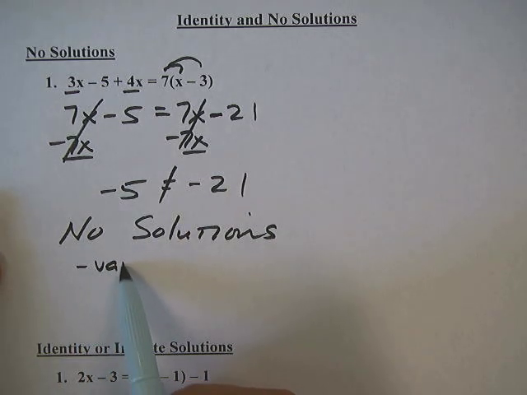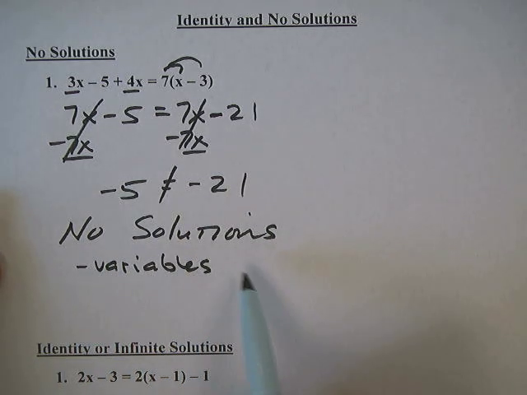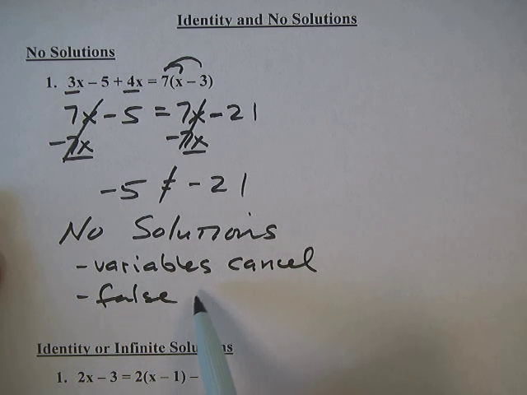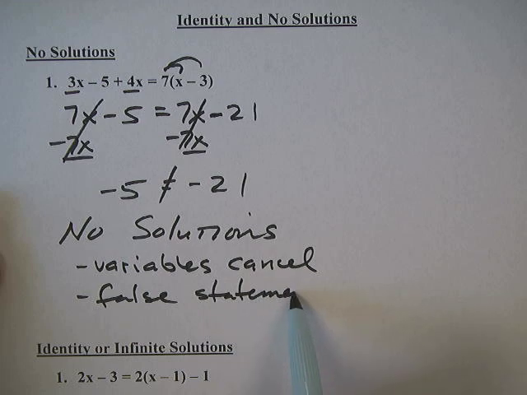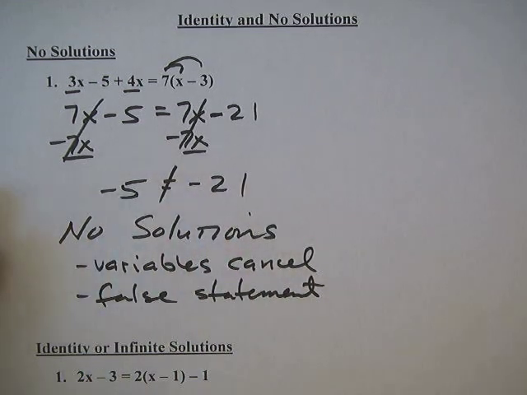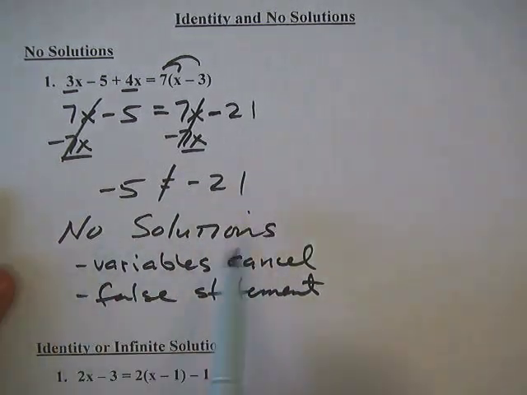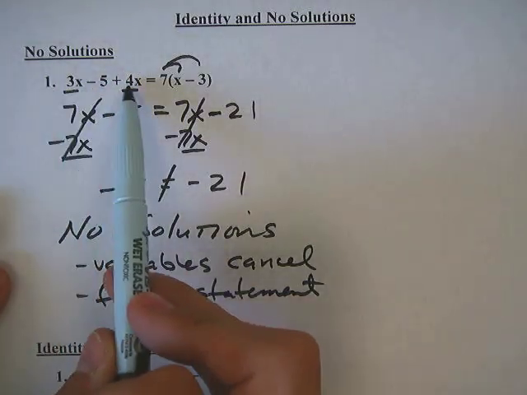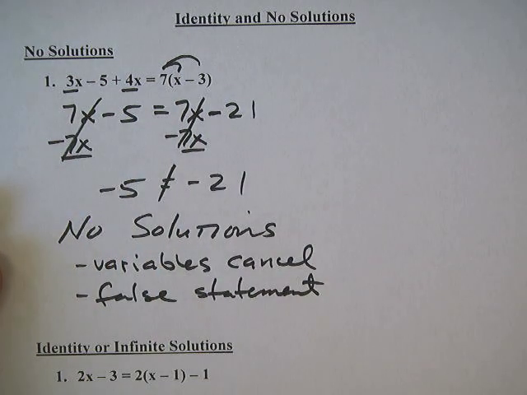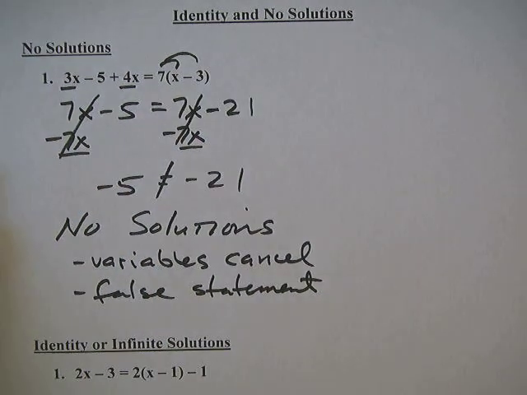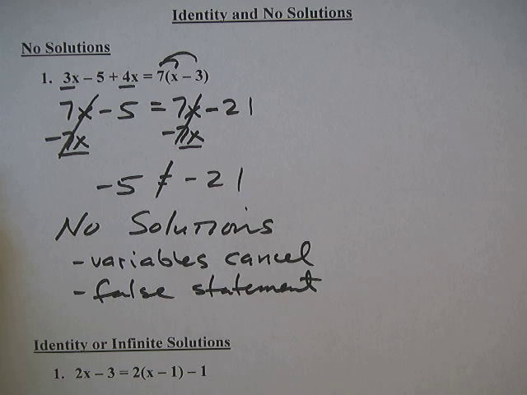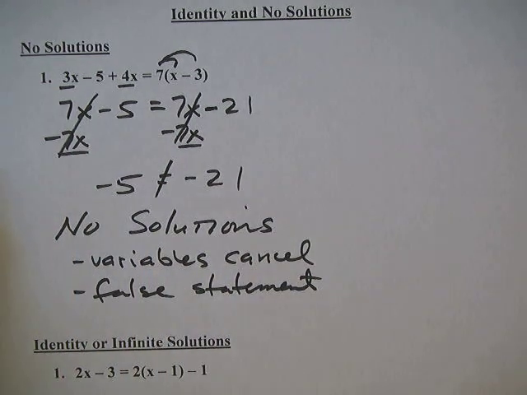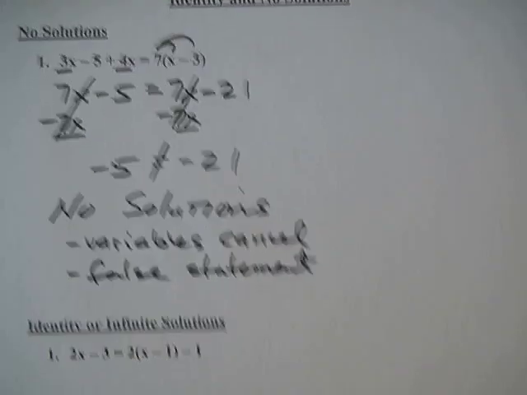When the variables cancel and it gives you a false statement, that tells me there's no solution. In other words, there's no number that you can plug in for x on both sides that would make both sides of the equal sign equal to one another. And that's no solutions: when the variables cancel and it gives you a false statement.